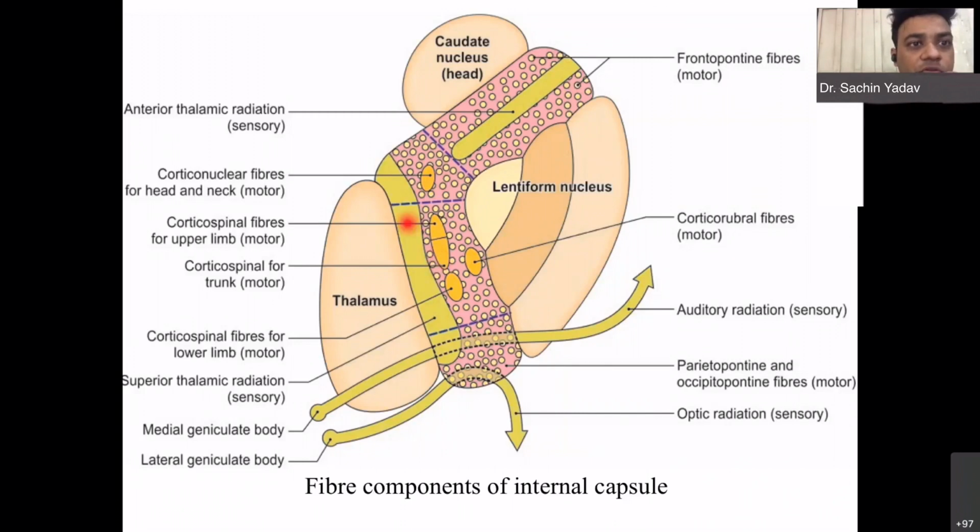Then in the posterior limb you can see the corticospinal fibers for the lower parts of the body below the neck: the upper limb, the trunk, and the lower limb. And this is for the corticorubral fibers, that is from the cortex to the red nucleus.